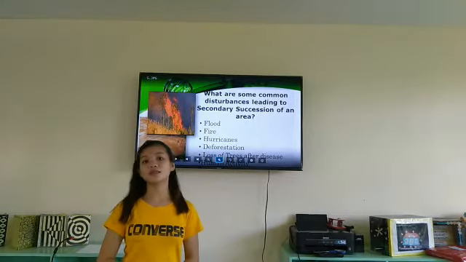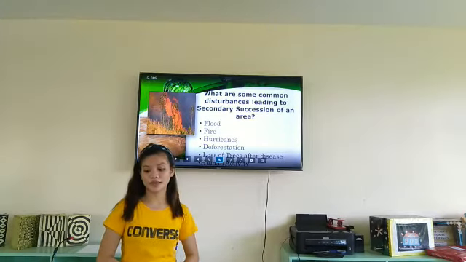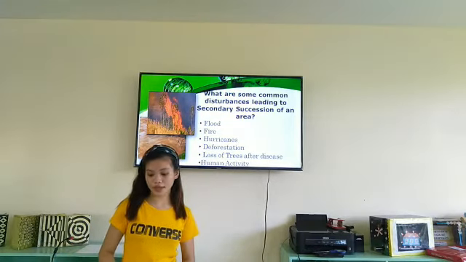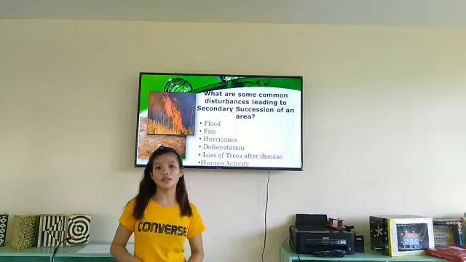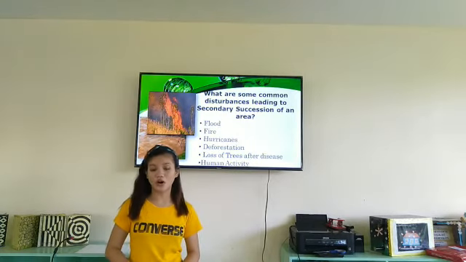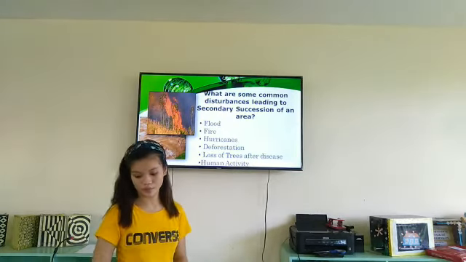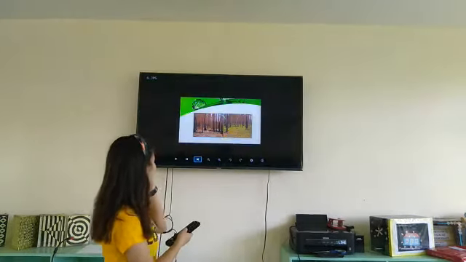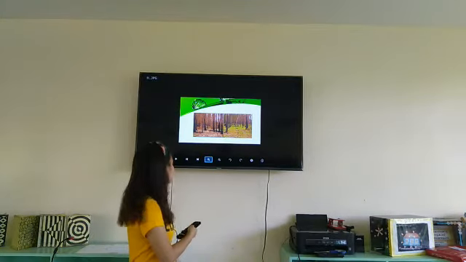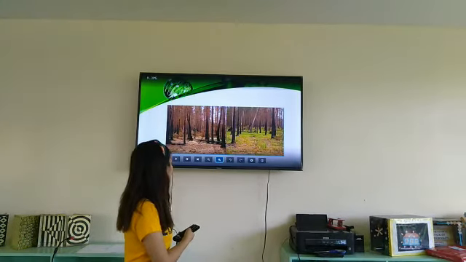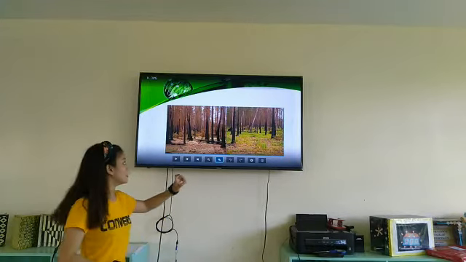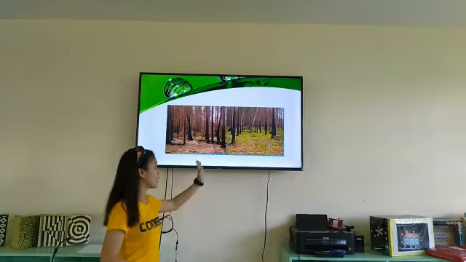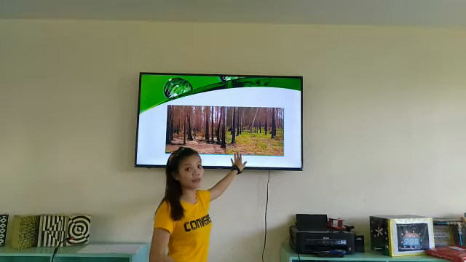What are some common disturbances leading to secondary succession of an area? The first is flood, fire, hurricanes, deforestation, loss of trees after disease, and human activity. Look at this. Di ba nagkaroon ng fire? Pero habang tumatagal, bumabalik pa rin yung new habitat niya.